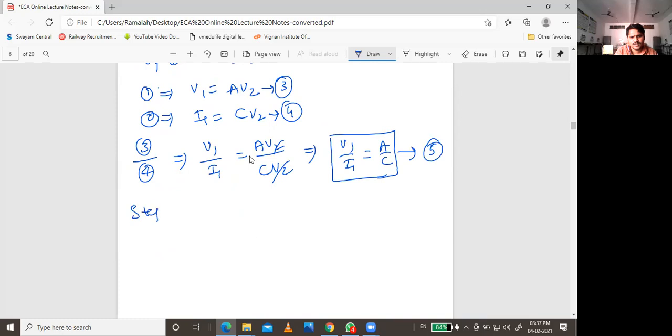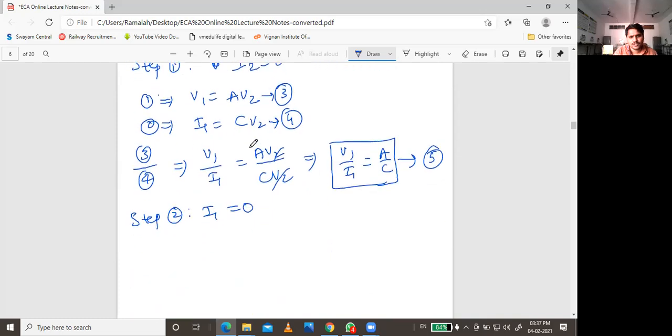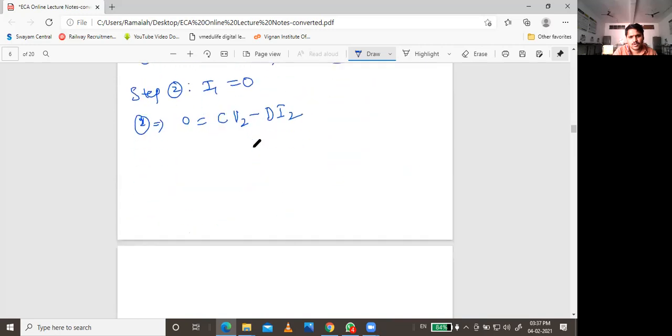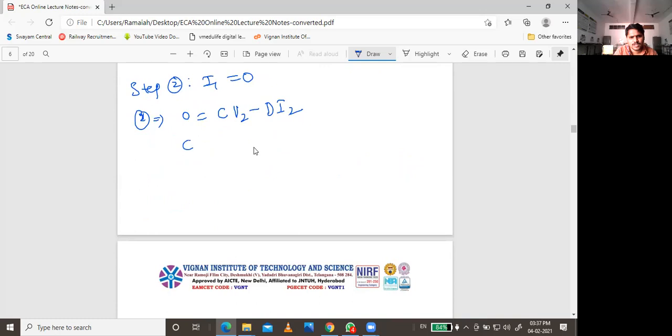Now, next step is what? Step 2 is I1 equal to 0. So, from equation 2, 0 equal to C V2 minus D I2. So, C V2 equal to D I2. From this, V2 by I2 equal to D by C. So, this is equation number 6.